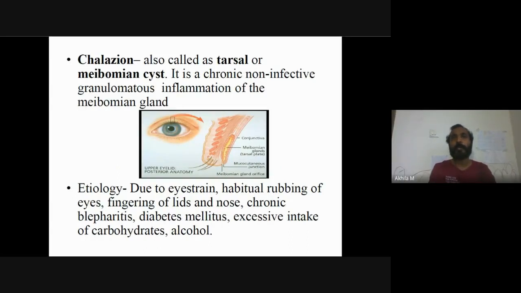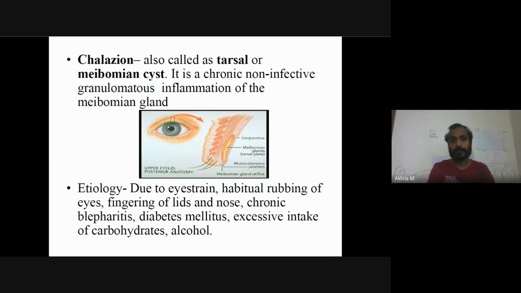What is a chalazion? Chalazion, or tarsal cyst, or Meibomian cyst, is a non-suppurative, non-infective granulomatous inflammation of the Meibomian gland. Meibomian glands are important glands in the eyelids. There are 30 to 40 glands in the upper lid, and the number is less in the lower lid. If granulomatous inflammation happens in the Meibomian gland without any suppuration or infection, that type of swelling is called a chalazion, tarsal or Meibomian cyst. These are synonyms. There won't be any infection; non-infective granulomatous inflammation is the feature.